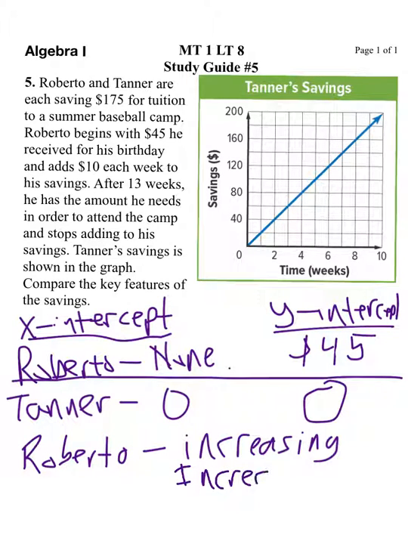And that's how we want to compare graphs. Look at the x-intercept, the y-intercept, and look if it's increasing or decreasing.